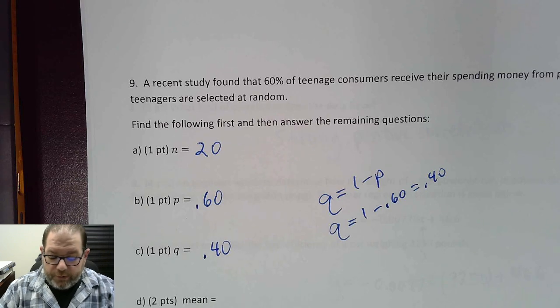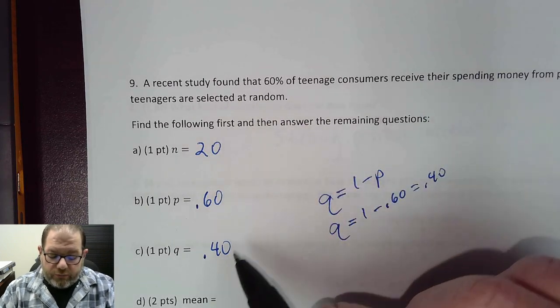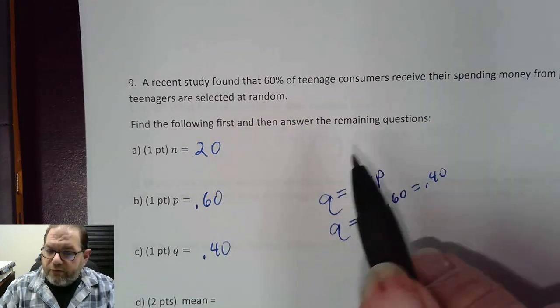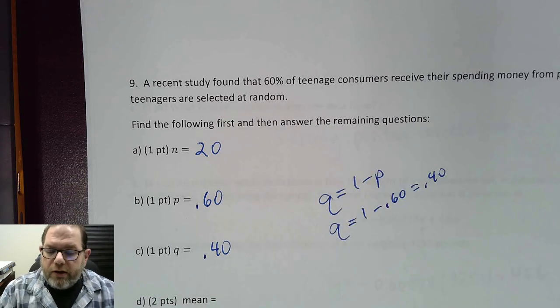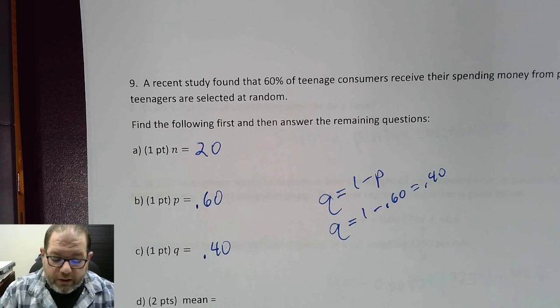So those first 3 numbers were basically, we can discern what's going on there from the stated question. Or not even the stated question, just describing the study. We found 60% of teenagers got spending money from part-time jobs, and we picked 20 at random that we wanted to just determine how many have part-time jobs in that group.